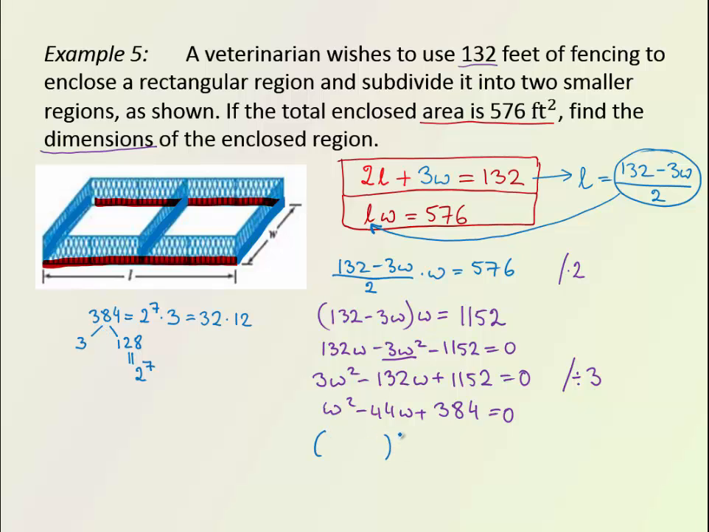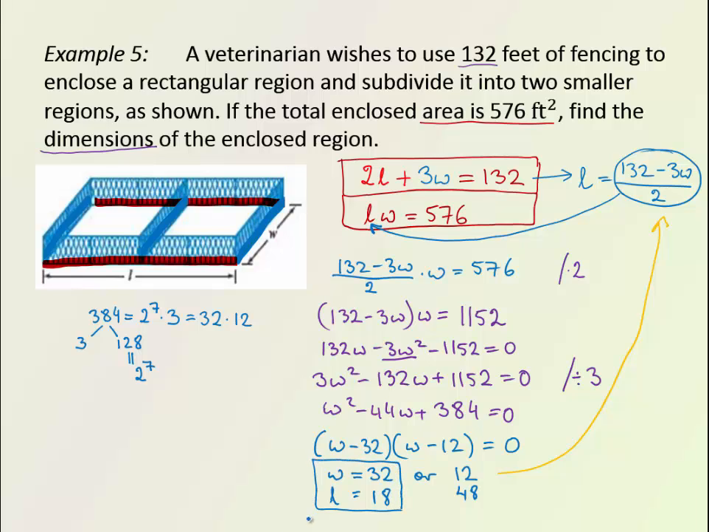Therefore, our trinomial can be factored into W minus 32 and W minus 12 equals 0. So we end up with the following roots: W could be equal to 32 or 12. Now, if W is 32, then from the substituting equation, we can calculate that the corresponding L would be equal to 18. If W is 12, plug it into the substituting equation. So 3 times 12 is 36, subtract from 132, which is 96, divided by 2 will be 48. So this L would be 48. So here we have the two possible solutions: length 18 and W 32, or length 48 and W 12.